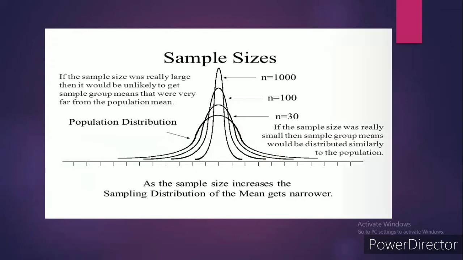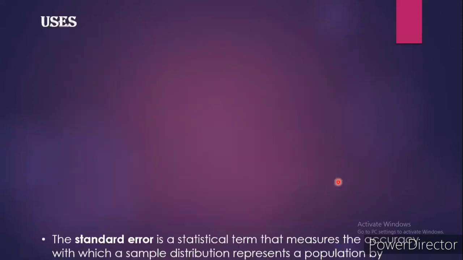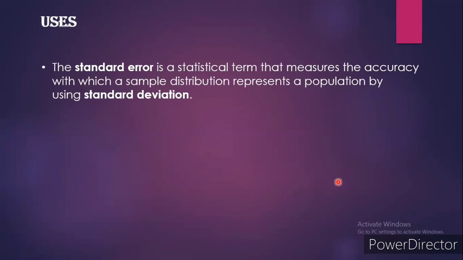Okay. Then next one is the uses of the standard error of the mean. The standard error is a statistical term that measures the accuracy with which the sample distribution represents the population by using the standard deviation. In statistics, a sample mean deviates from the actual mean of the population. This deviation is the standard error of the mean.